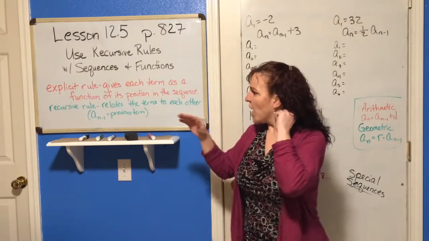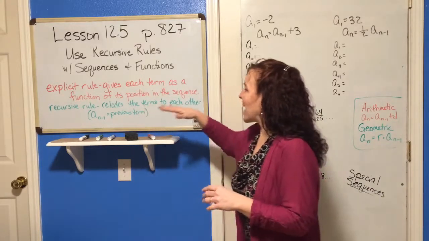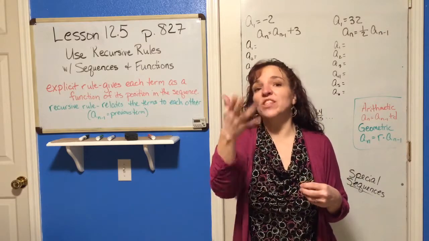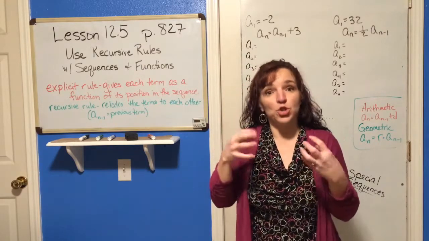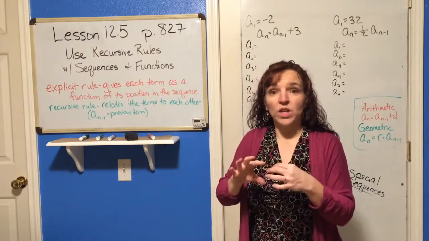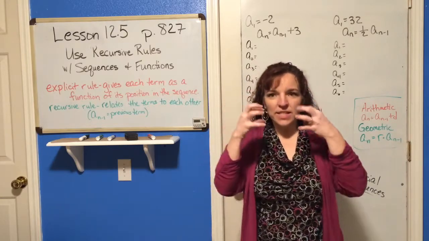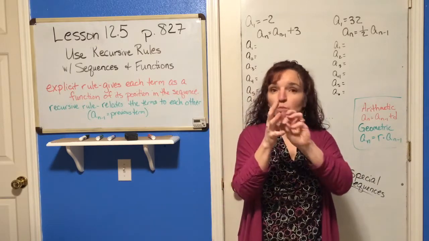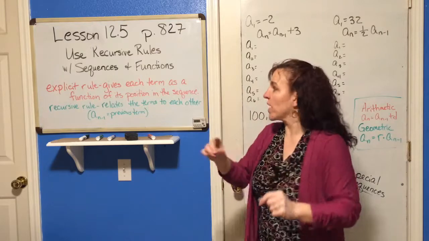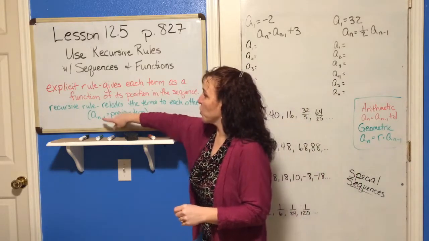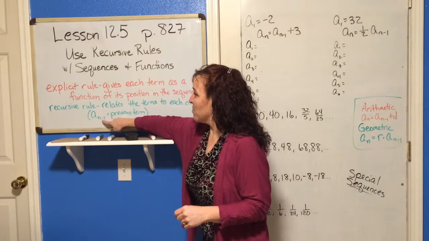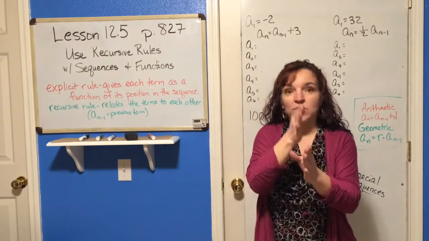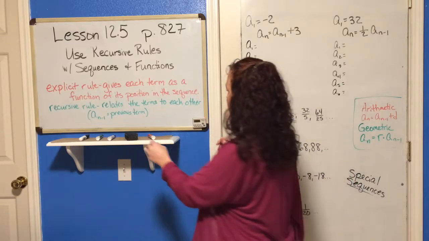All right. A recursive rule relates the terms to each other. A lot of you tried to do it this way, tried to use recursive rules when we were first starting to work with sequences. It's easy to see how one term relates to the one before it. All right. And so what we're going to do is use the term a sub n minus 1 to indicate the previous term. So n is the term we're on, and so n minus 1 would be the previous term.